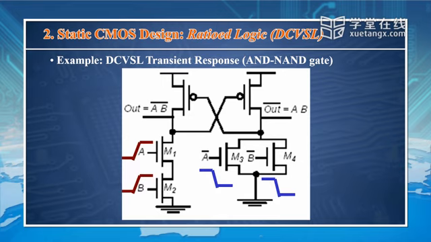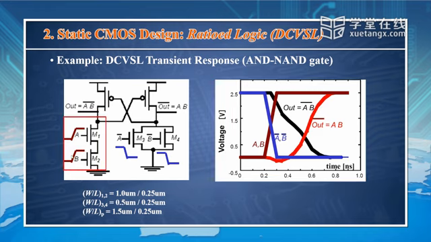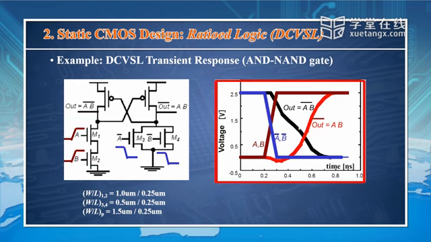DCVSL, transient response of the AND/NAND gate. This is the AND/NAND gate. So if we have A and B make a transition at the same time from 0 to 1, then A bar and B bar make a transition from 1 to 0, then this is A and B, then this is A bar and B bar. You can find out then if this one, A and B, goes up, then out will go down, right? Out, which equals AB bar, will go down. When out goes down, then it will have out bar go up, okay?